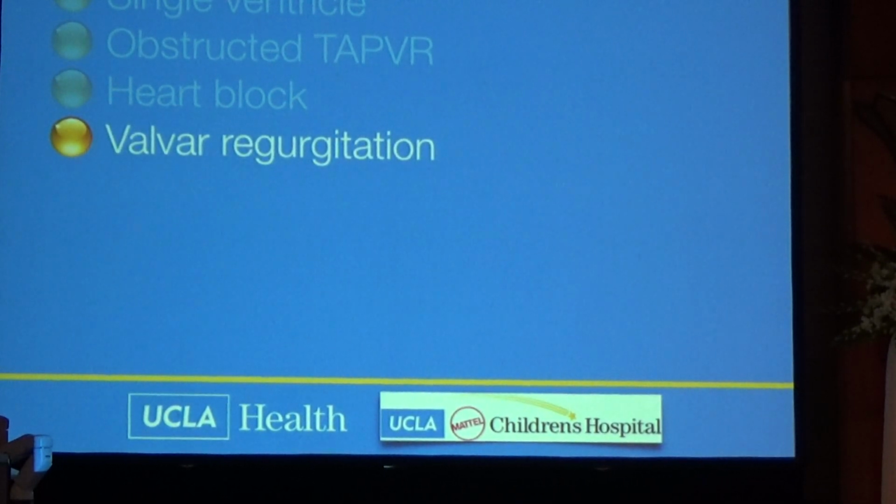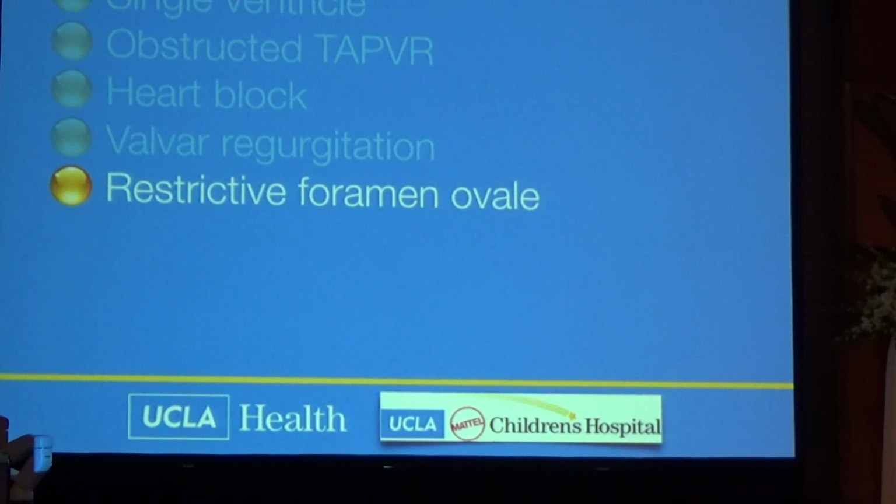Some patients have significant valvular regurgitation early on, 18 weeks, 20 weeks, that you can pick up with color flow imaging. Valvular regurgitation early on, second trimester, is not a good sign. It's another negative prognostic factor.